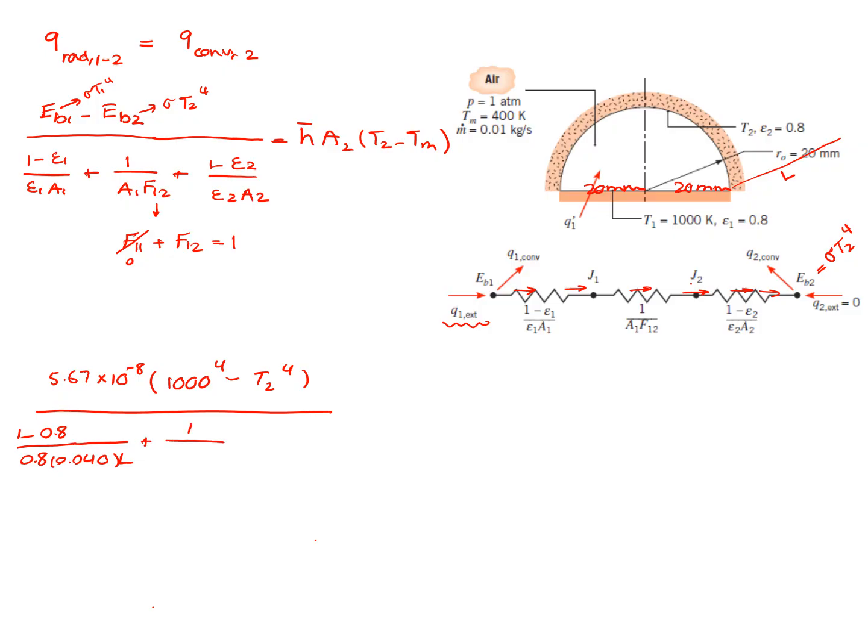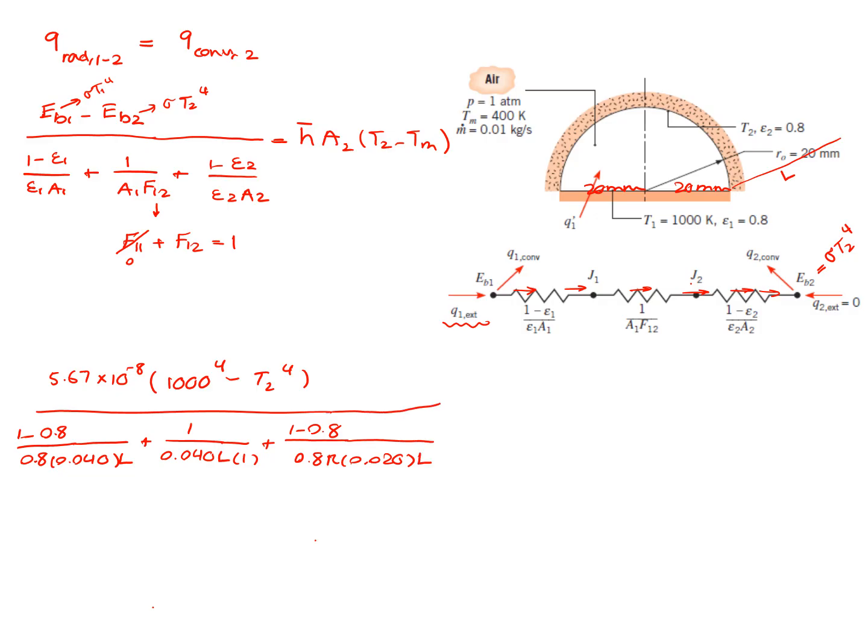Plus 1 over, again I have 0.040 L as my area 1, and I said F12 is 1. Plus 1 minus 0.8 divided by emissivity 2, which is also 0.8, and my area 2 is the perimeter of a half circle multiplied by L. So the perimeter of a full circle is 2 pi r. Pi r is going to be the perimeter of a half circle multiplied by L.